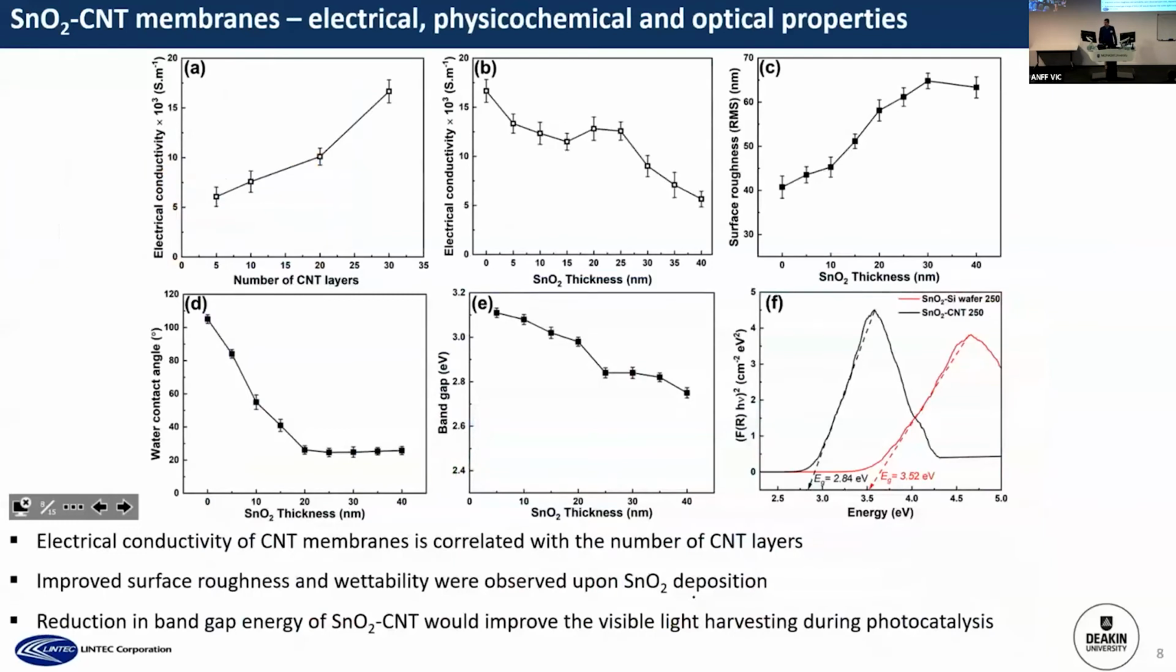And then we characterize these nanocomposite membranes, and you can see here that we have different properties. Interestingly, the membrane surface roughness and wettability were improved, and also the band gap was reduced so that it can be used in the visible light photocatalysis as well.